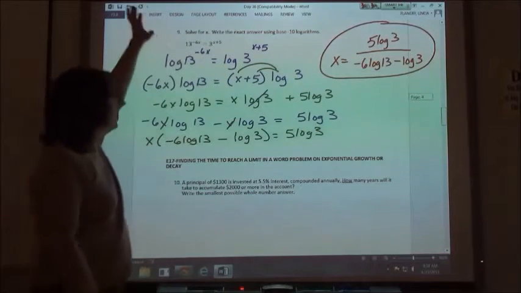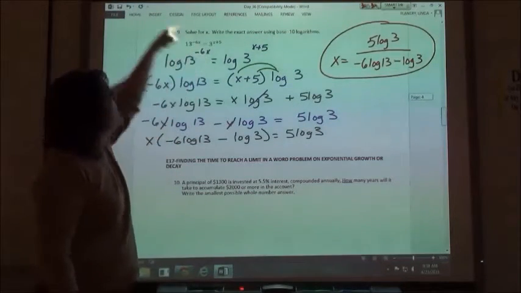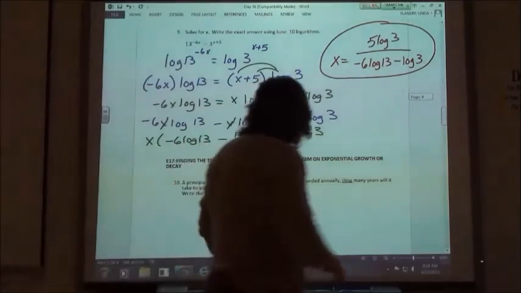So for all of those, we either took the log or the natural log to start out with so that we could move the exponent in front, and then we went from there to solve.